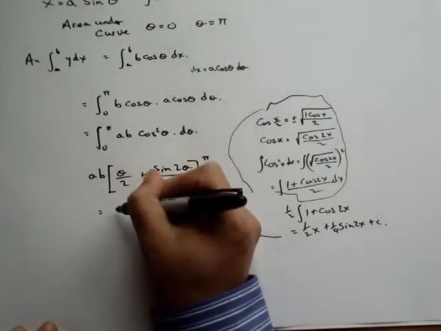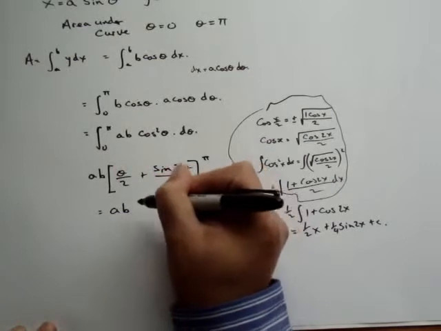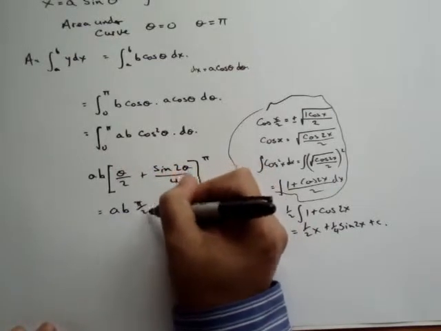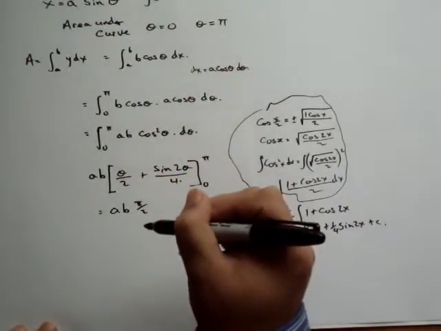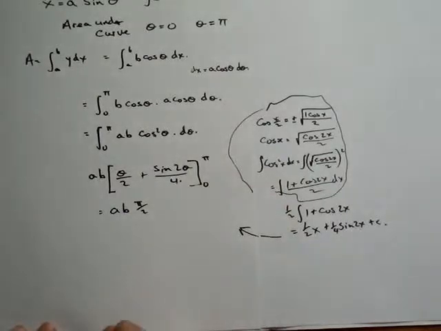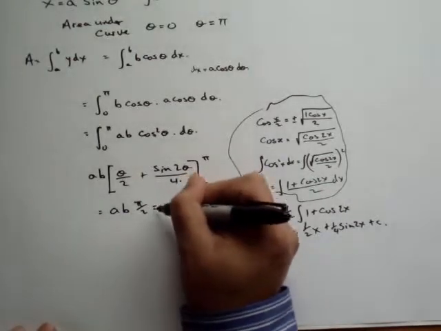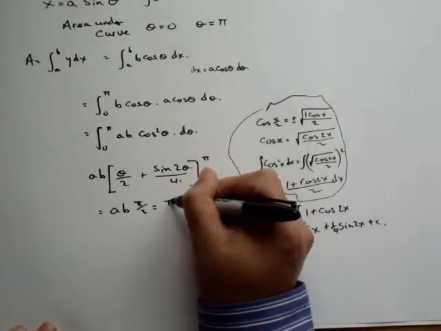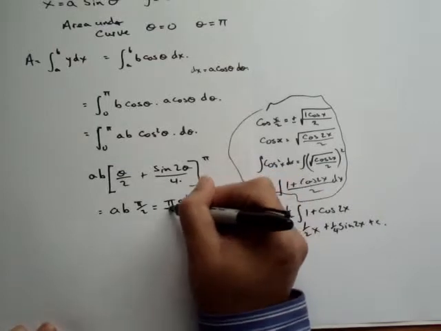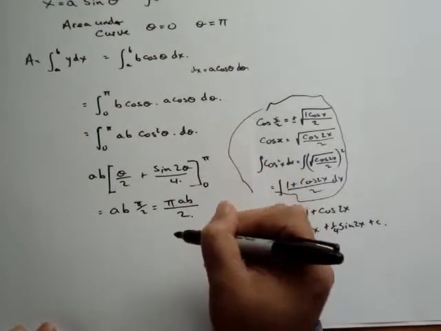This equals ab pi over 2, and this is pi ab over 2. That's the answer.